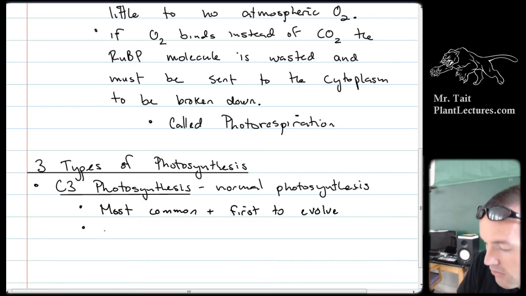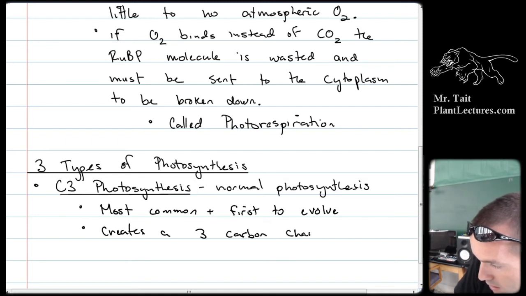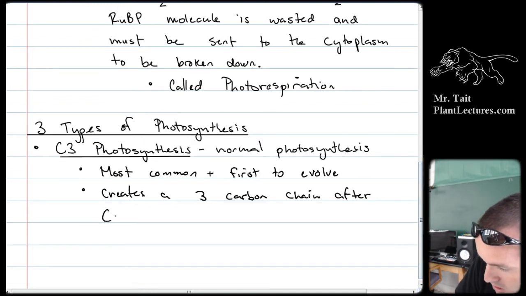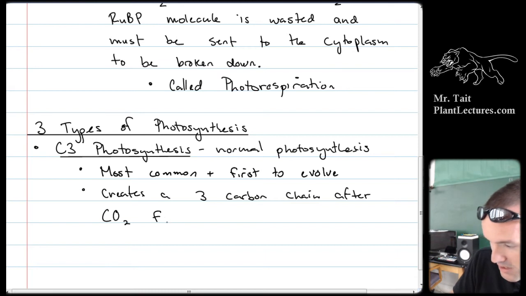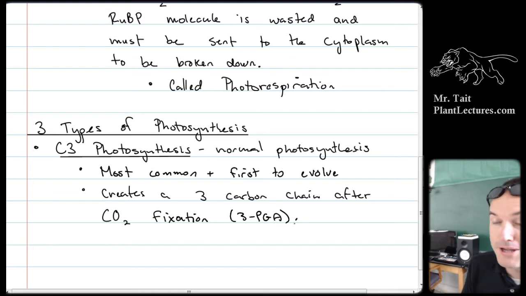Okay? It creates a 3-carbon chain after CO2 fixation. What's the 3-carbon chain called that's created immediately after CO2 fixation? 3PGA. Yes, 3PGA. Okay, and that's why it's called C3 photosynthesis, because it's creating a 3-carbon chain. C3, 3-carbon chain, right?